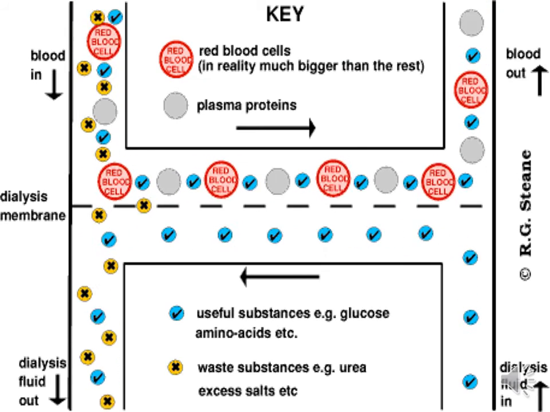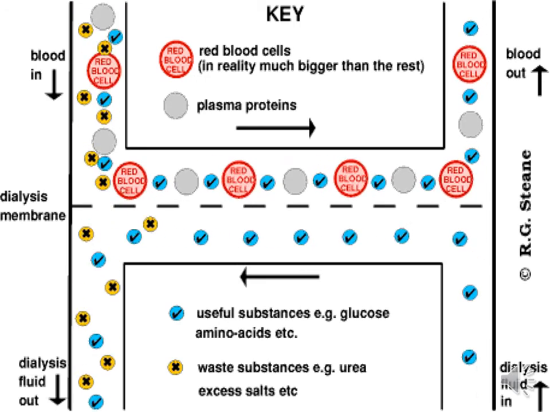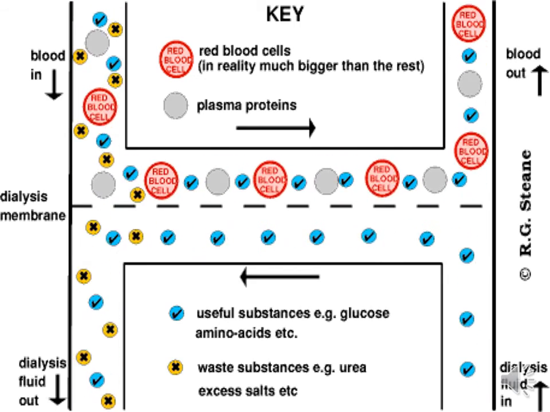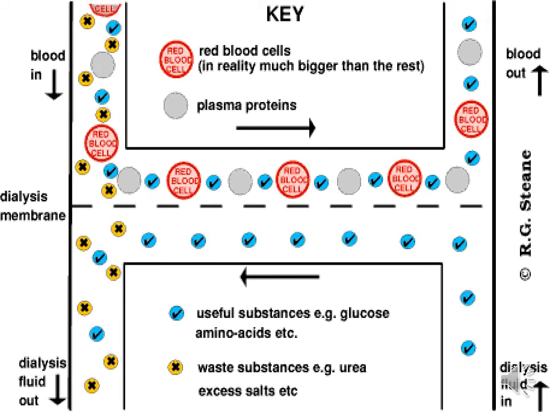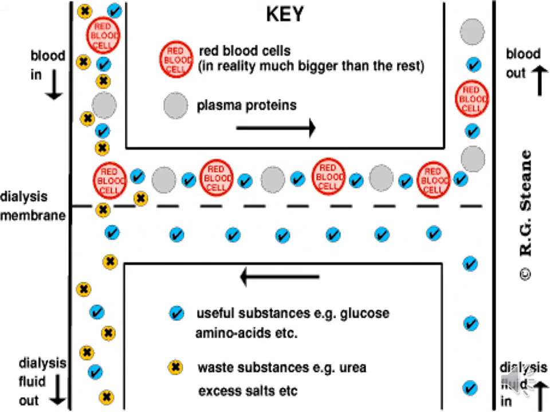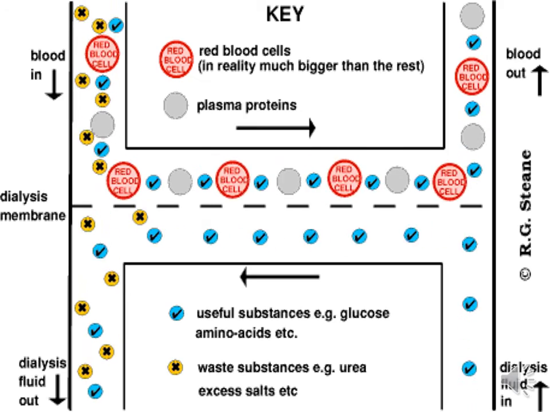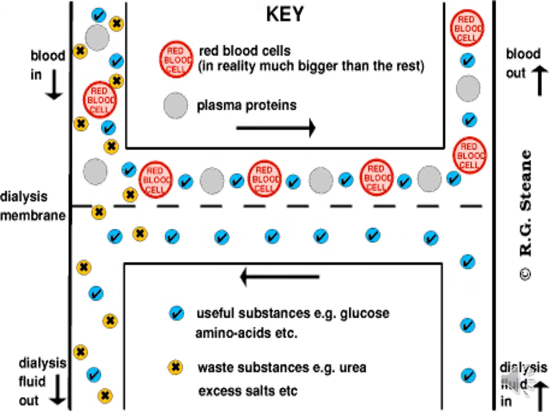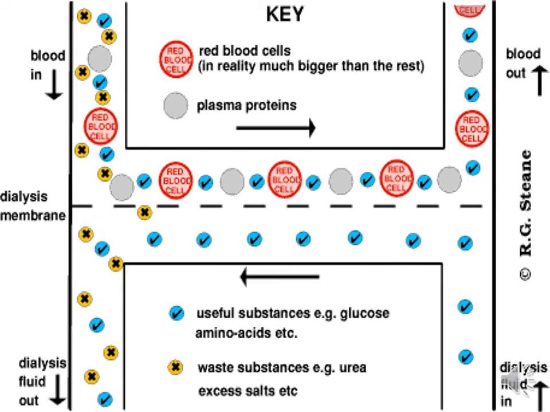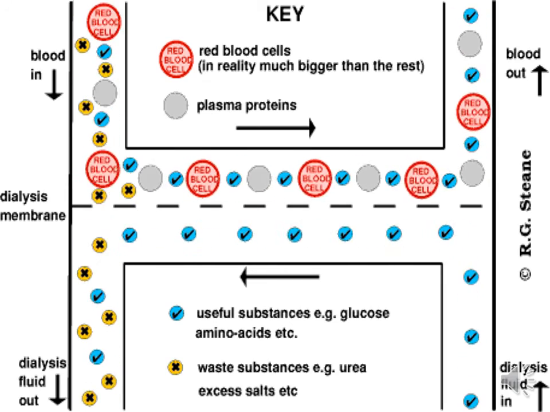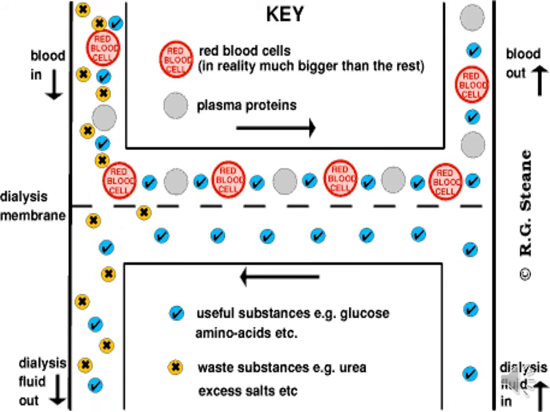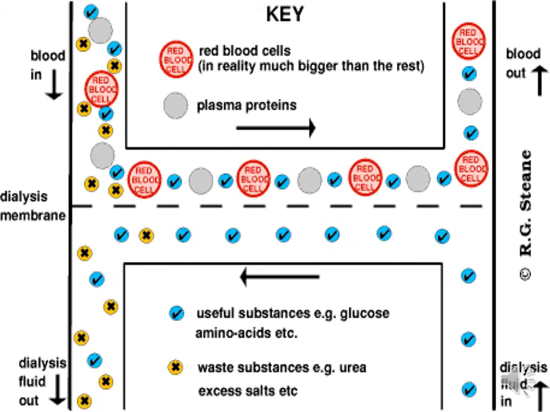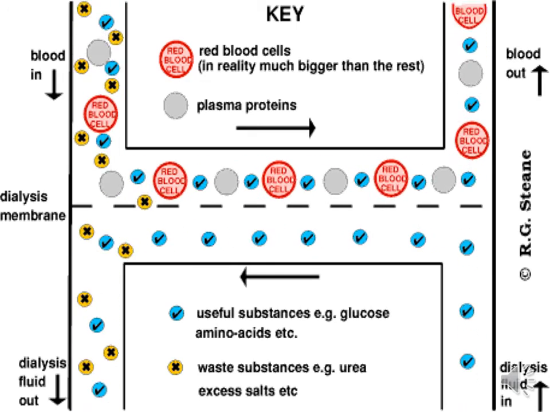This figure shows the filtration of the capillaries within the glomerulus. The red blood cell is in reality much bigger than the rest, and the plasma goes within the capillaries in the bloodstream. Useful substances, for example glucose and amino acids, return, while waste substances like urea and excess salt go out in the formation of urine.